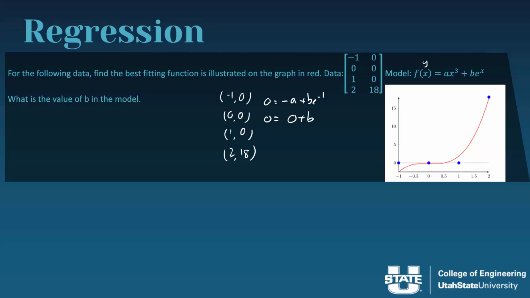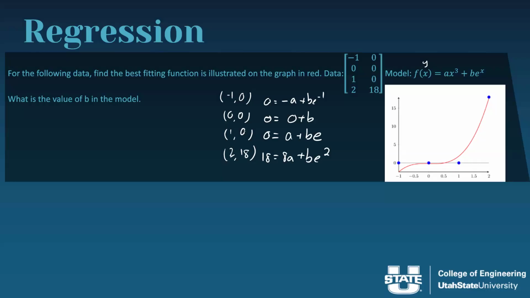Okay. It gets plugged in, 0 gets plugged in here and here, so this just becomes 1. And that's b. Does that make sense, everybody? Okay. And this one is 0 on this side, a plus b e, and then 18 on this side, and then 8a plus b e squared.